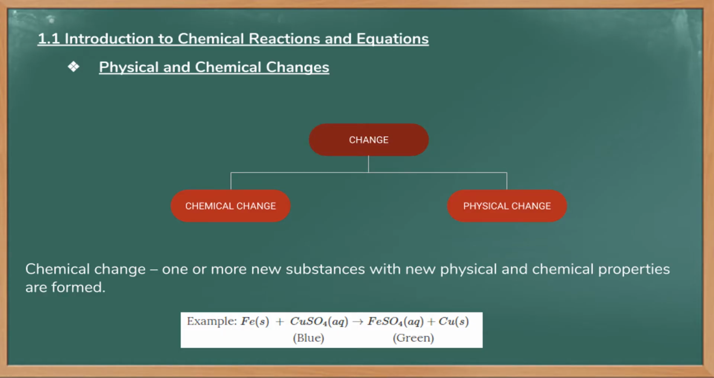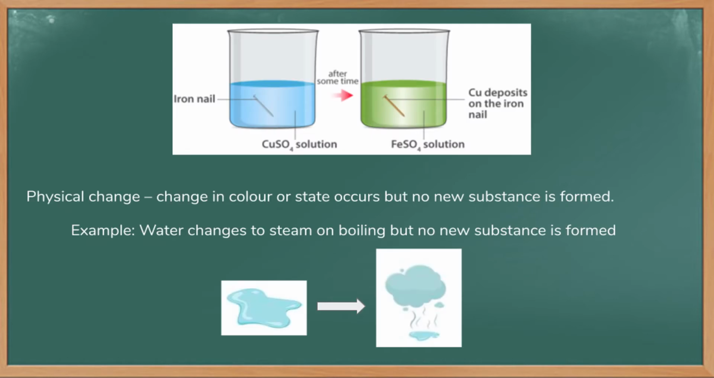Changes. We all see different changes in our daily lives. Ice changes to water. Candle melts on burning to wax. These changes around us can be broadly classified into chemical change and physical change. Chemical changes are those in which one or more new substances with new physical and chemical properties are formed. For example, iron reacts with copper sulfate to produce two new substances, copper and ferrous sulfate. But physical changes are those changes in which only physical state like color, shape or orientation is changed and no new substance is formed. For example, change of water into vapor.